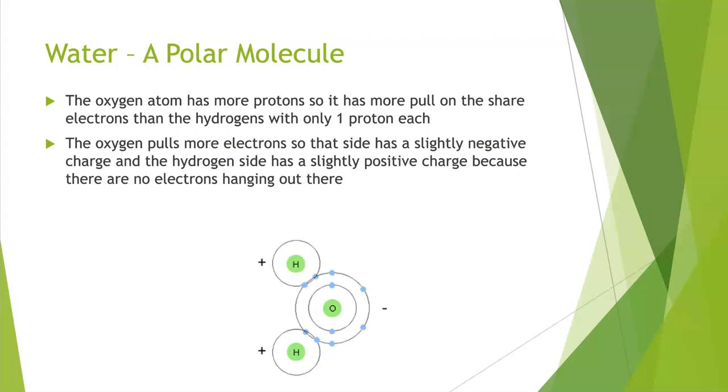The oxygen atom, as I explained a minute ago, has so many more protons, so it pulls the electrons away from the hydrogens, and you end up with the oxygen side being slightly negative in charge because it has taken more electrons. And because the hydrogens end up without any electrons really, those have a slightly positive charge. So that's the water molecule and how it shares those electrons unevenly.